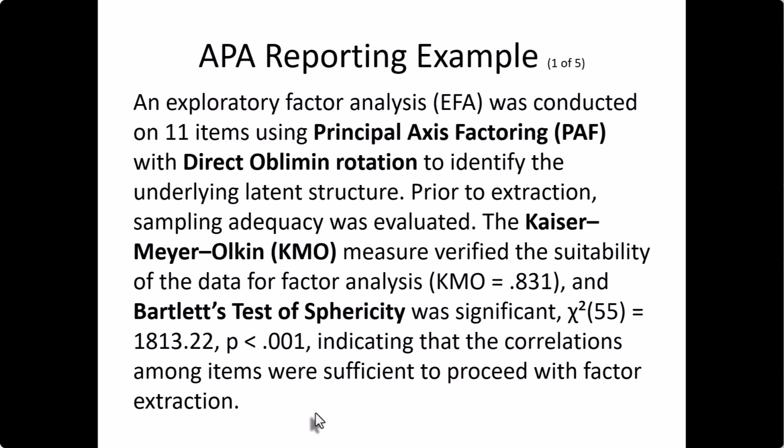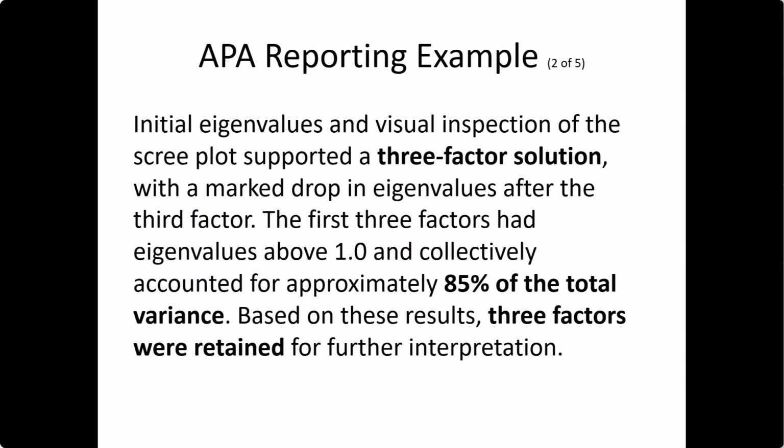So here's an example of our APA reporting. An exploratory factor analysis was conducted on 11 items using principal axis factoring with direct Oblimin rotation to identify the underlying latent structure. Prior to extraction, sampling adequacy was evaluated. The KMO measure verified the suitability of the data for factor analysis. It was at 0.831. And Bartlett's test of sphericity was significant at p less than 0.001, indicating that the correlations among items were sufficient to proceed with factor extraction.